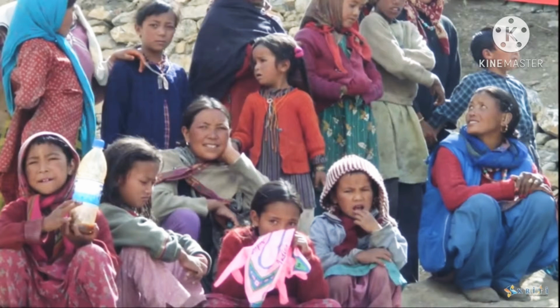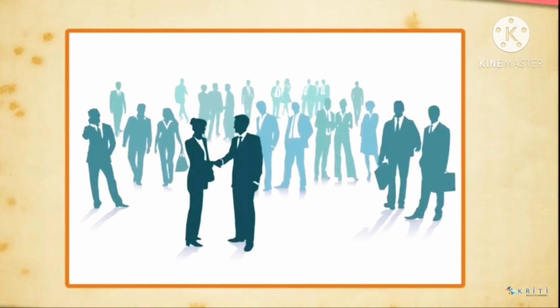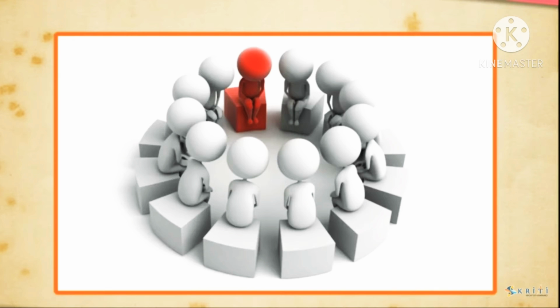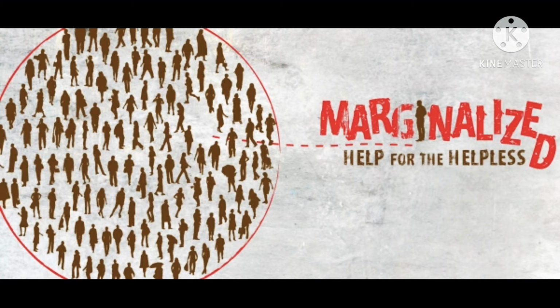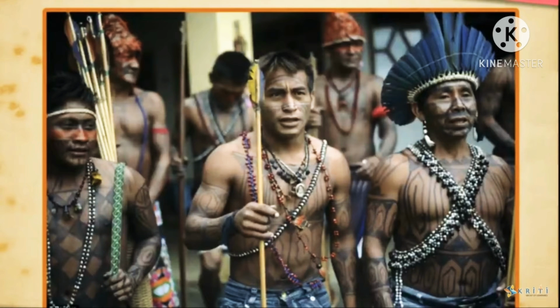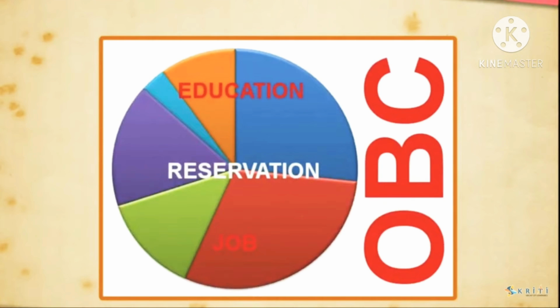The group in the society which suffered social and economic backwardness due to several reasons and remained ignored in the society. They are known as marginalized groups. They include scheduled castes, scheduled tribes, OBC and minorities. OBC stands for other backward classes.